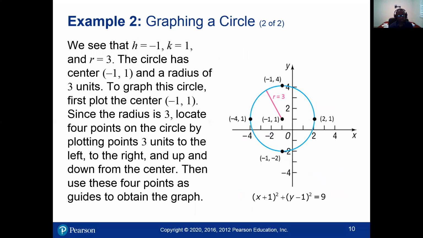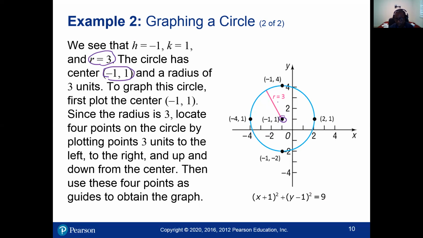All right. So like we said, the center is (-1, 1). The radius is 3. Okay. So first we plot this point, (-1, 1), which is here. All right. Then we know the radius is 3. To be able to graph the circle, from this center, we go to the right.